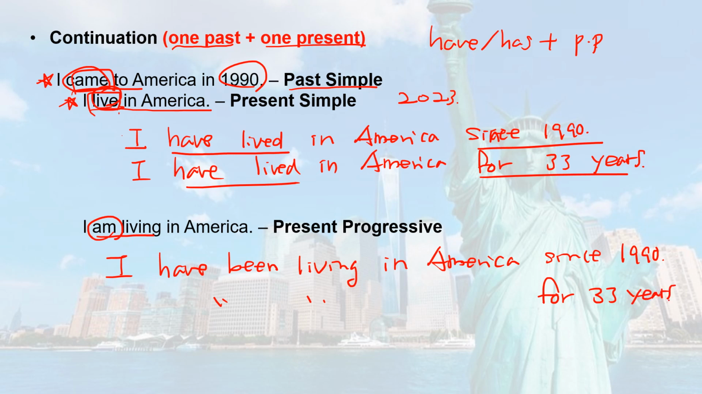So when we try to think of present perfect, we have a hard time to understand when we use present perfect progressive. So as I have told you already, when your present is simple present, you use this form. I have lived. But if your present form is present progressive, you can use present perfect progressive, such as I have been living in America.